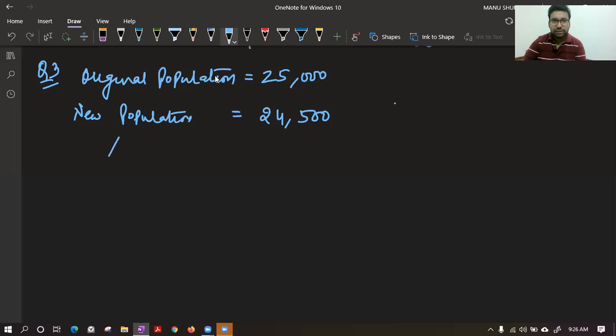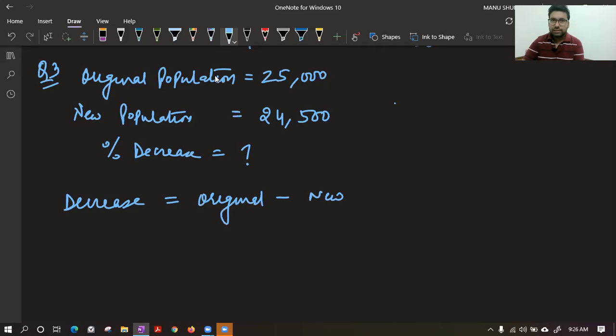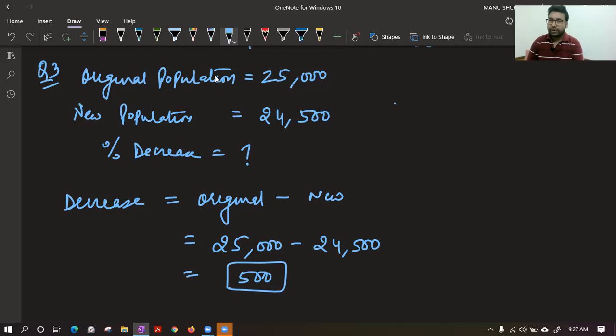To find the percentage decrease, what do we need to find first? First, we need to find the decrease value. Decrease is given by original minus new. That is 25,000 minus 24,500, and the answer is 500. The decrease is 500.